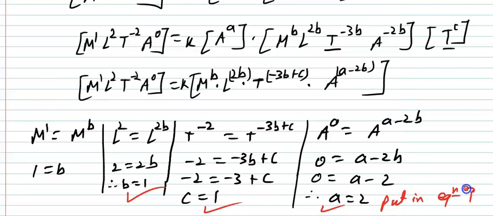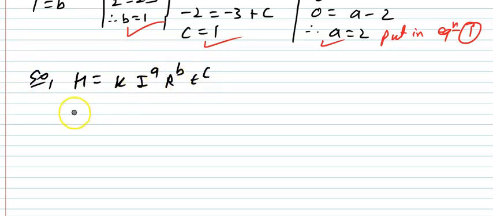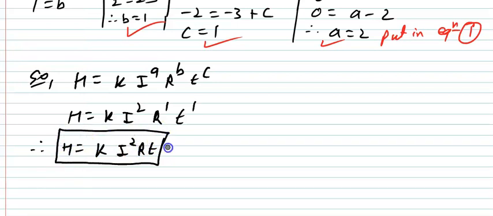Put a, b and c, and let us find out what is the formula for the heat. So it is H is equal to K, I to the power a, R to the power b, T to the power c. So we can put this is K, I to the power 2 because the value of a is equal to 2, R to the power 1 because the value of b is equal to 1, and T to the power 1. Hence our formula is H is equal to some constant times I squared RT, right? Getting it?